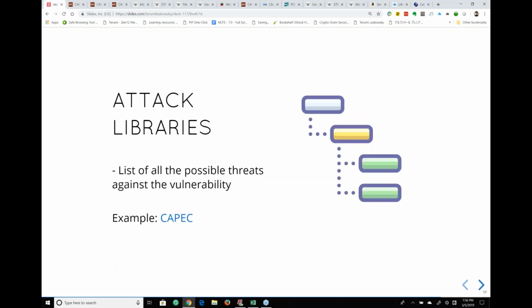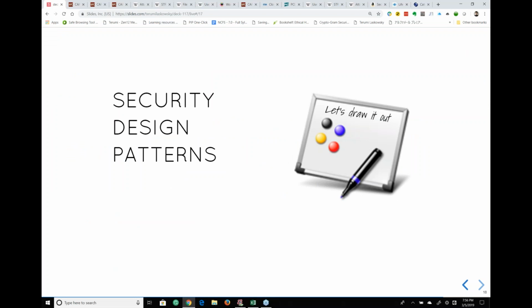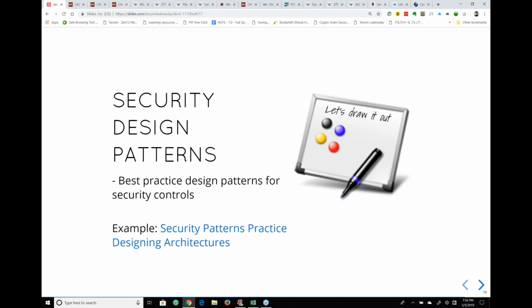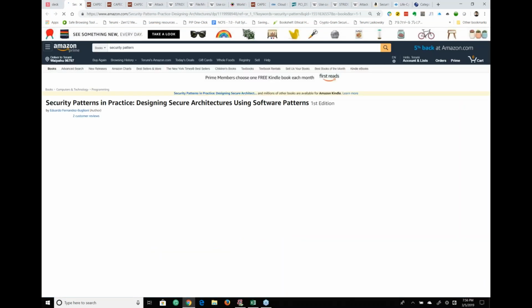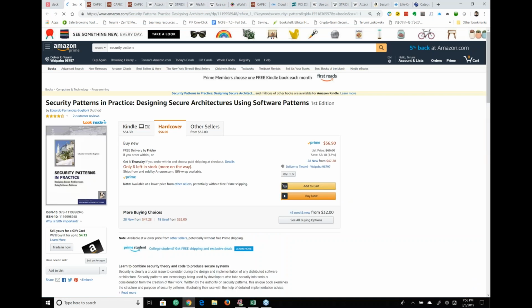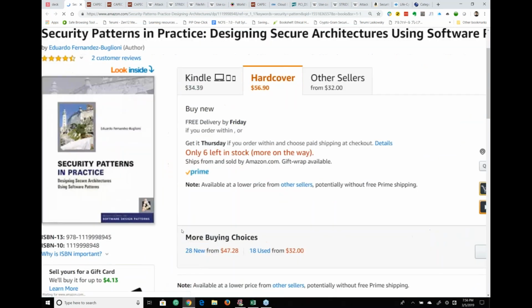Okay, and last but not least, I think this is going to really help you. There are books available, and it's even titled "Security Patterns: Practices Designing Architectures." Isn't that great? Okay, I actually have this book. And it's available, but let's take a look and see what we are talking about here. So here's the book, Security Patterns and Practice.